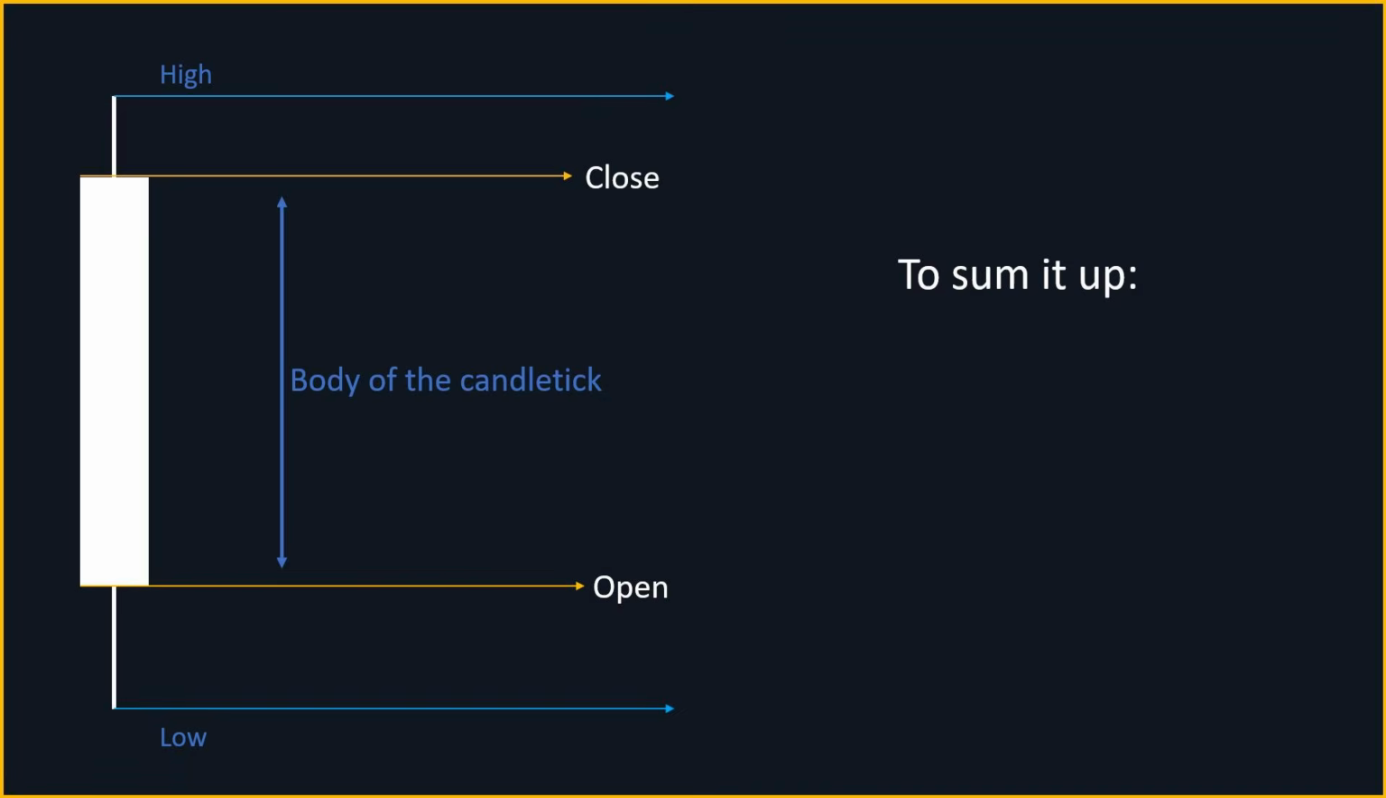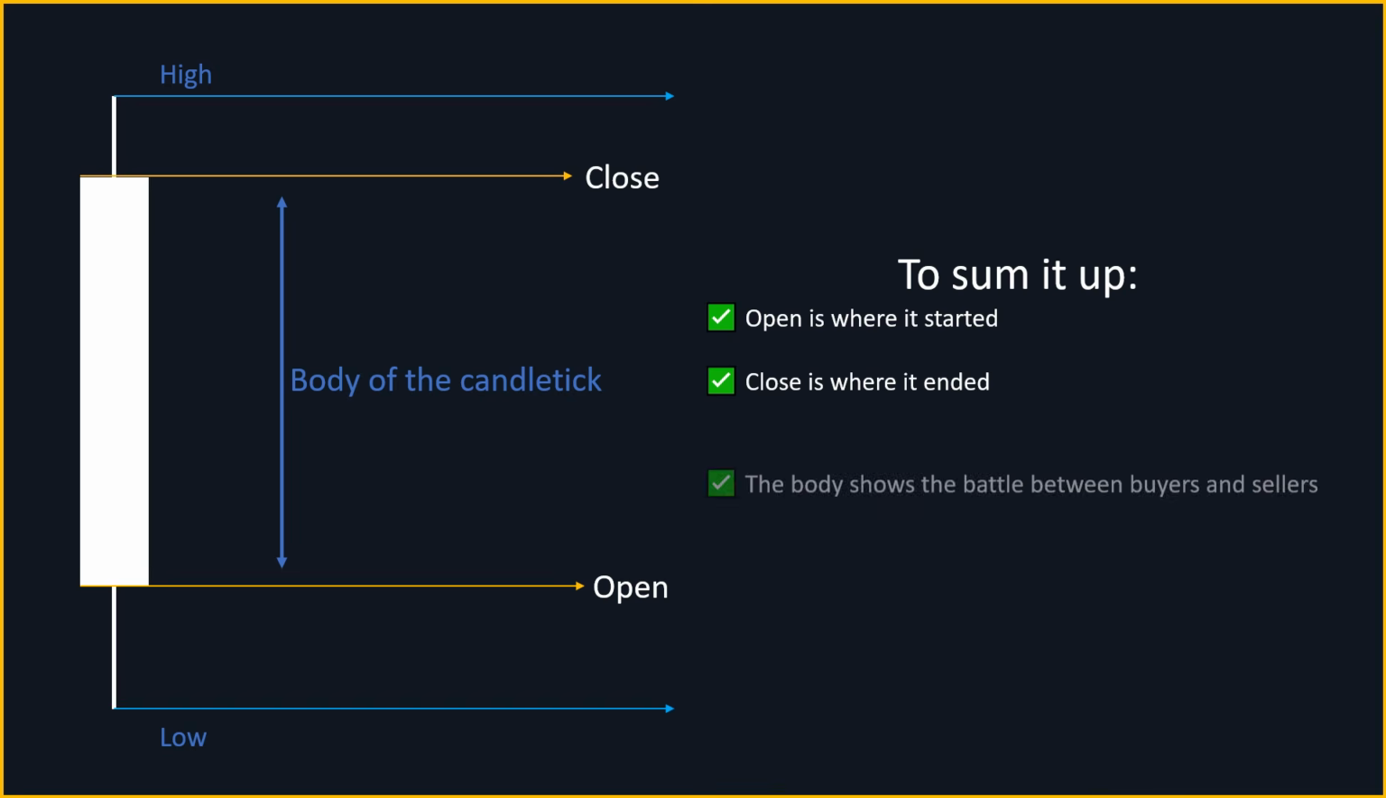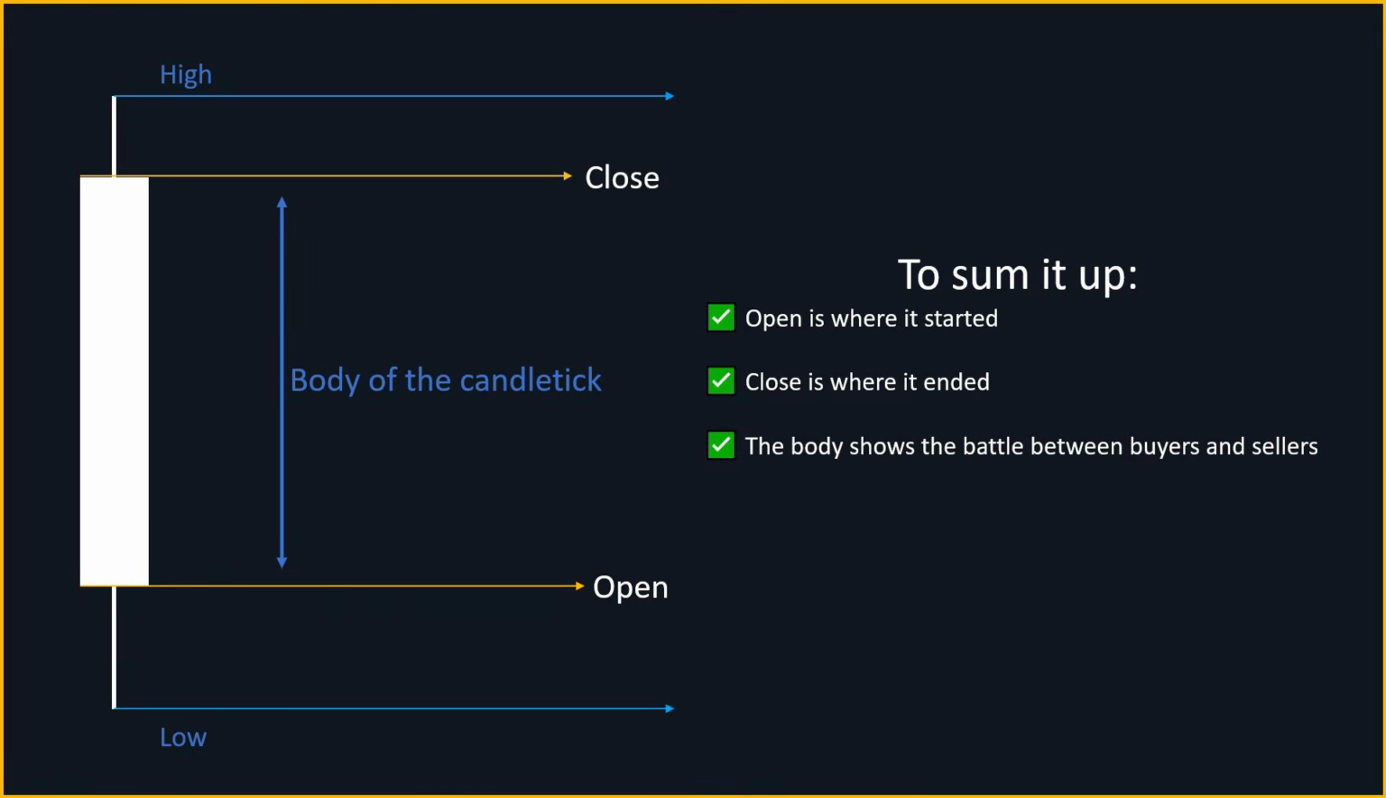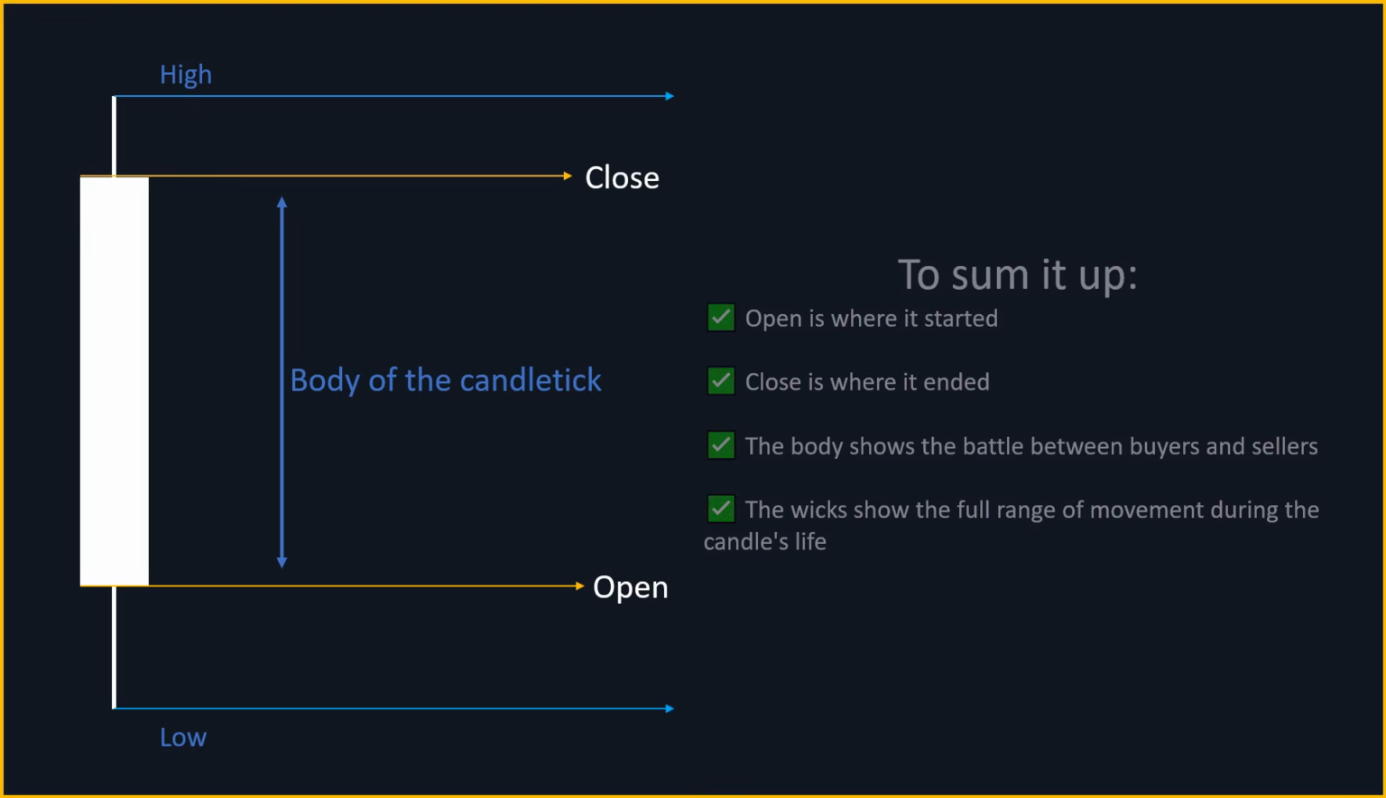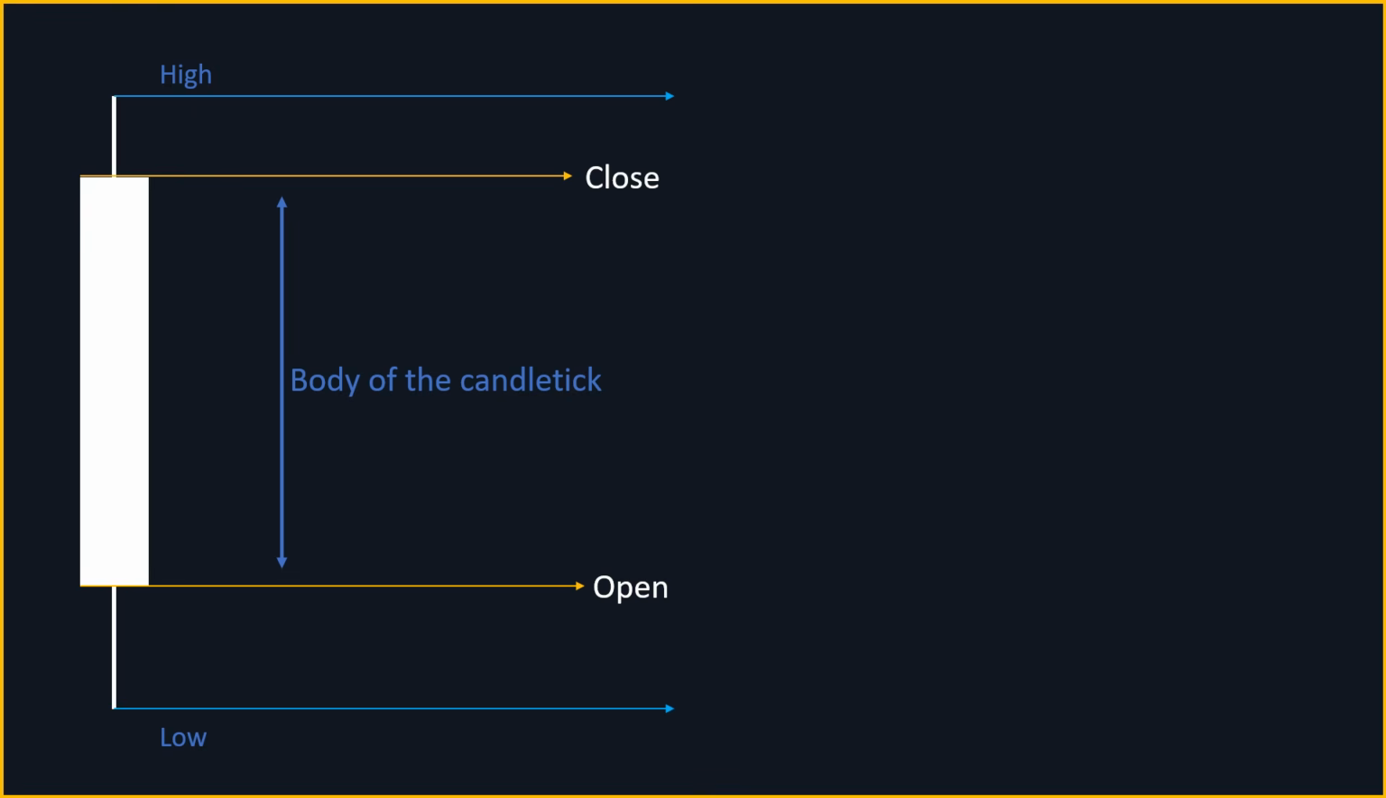So to sum it up, open is where it started. Close is where it ended. The body shows the battle between buyers and sellers. The wicks show the full range of movement during the candle's life. Easy, right? Let's move on and see how this helps us draw that horizontal line in the 714 method.